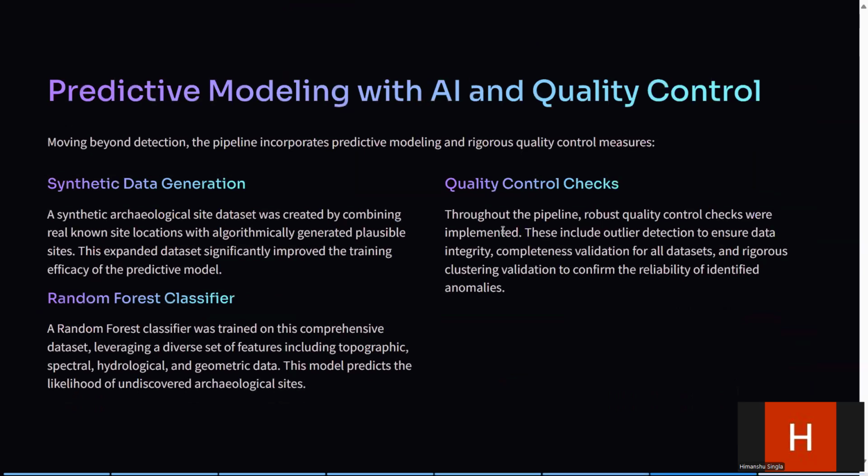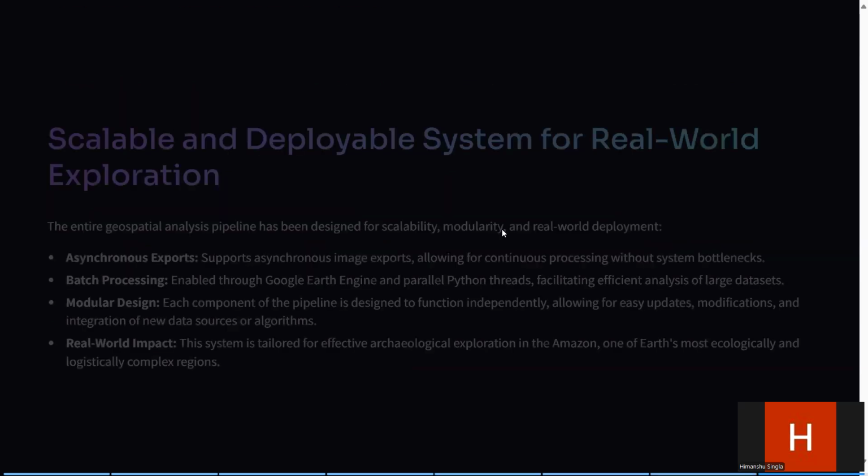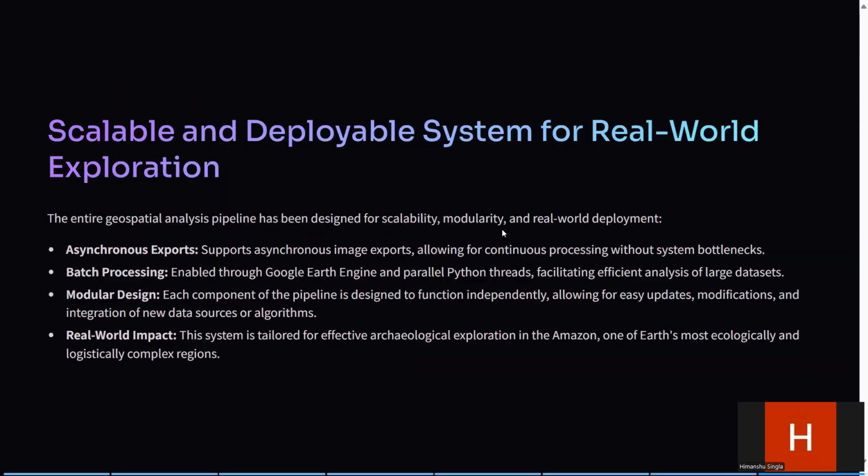Now, talking about AI, what special have I done using AI. I have first generated synthetic data, and I have used a random forest classifier as a training model. Basically, I don't use a single approach. I have used multiple approaches to reach our destination. I have taken care of quality checks as well.